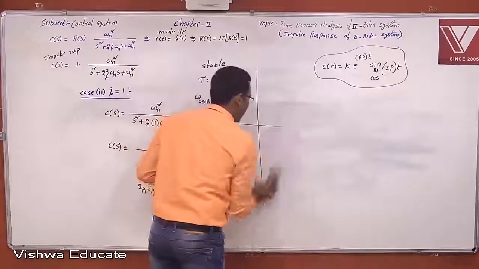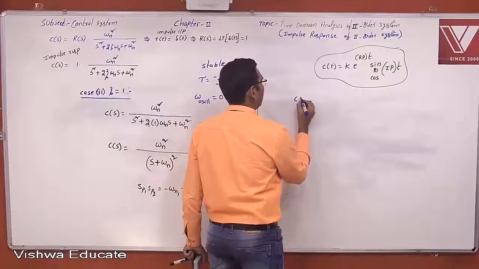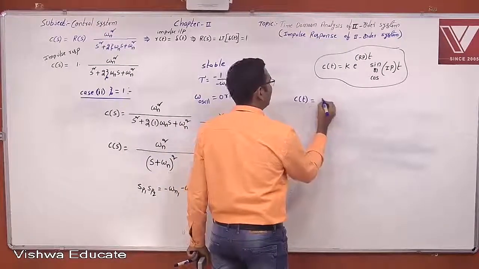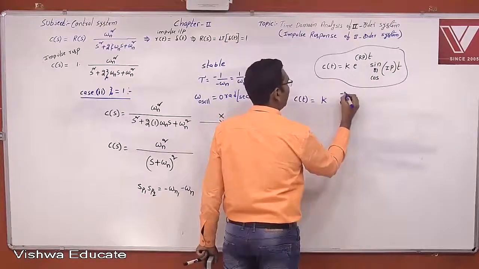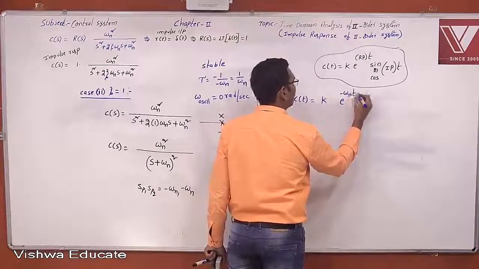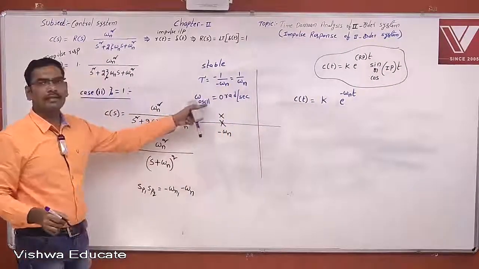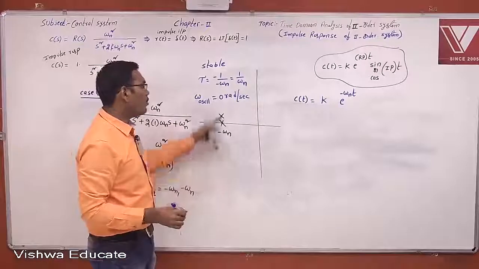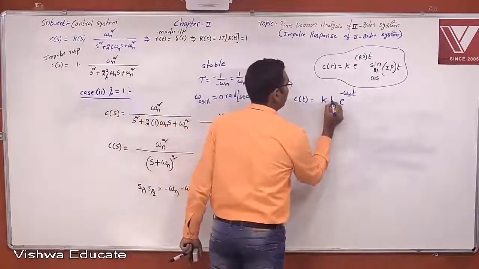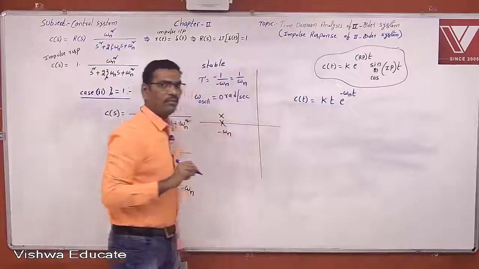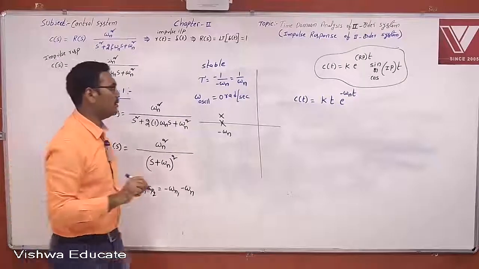Then what is the response in time domain? Now the impulse response in time domain is k into e power real part. What is the real part? Real part is minus omega n into t. Sine or cos, is there any imaginary part? No imaginary part, therefore frequency of oscillation is 0. If the poles are repeated, then one extra term is nothing but t.